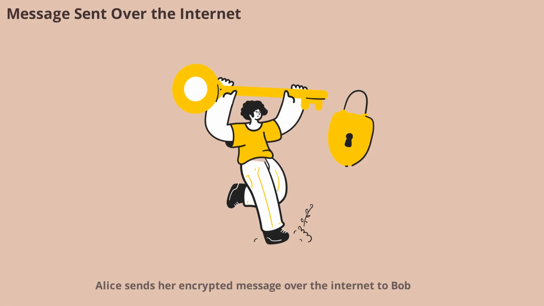Alice sends her encrypted message over the internet to Bob. Even if an attacker intercepts the message, they won't be able to read it. That's because the message was encrypted with Bob's public key, and only the matching private key can decrypt it. The public key alone is useless for decryption, making this method highly secure for sending sensitive information.